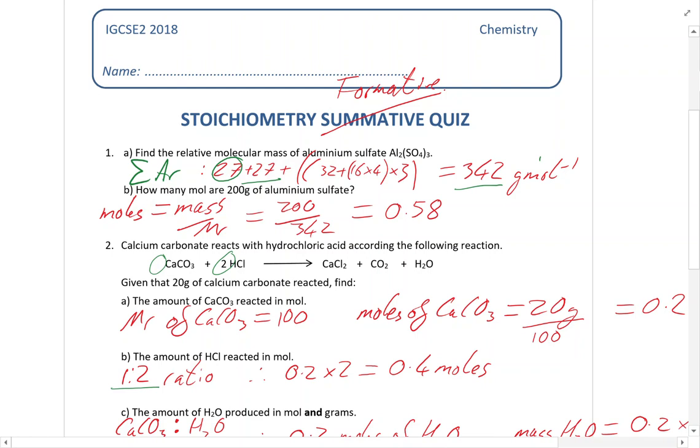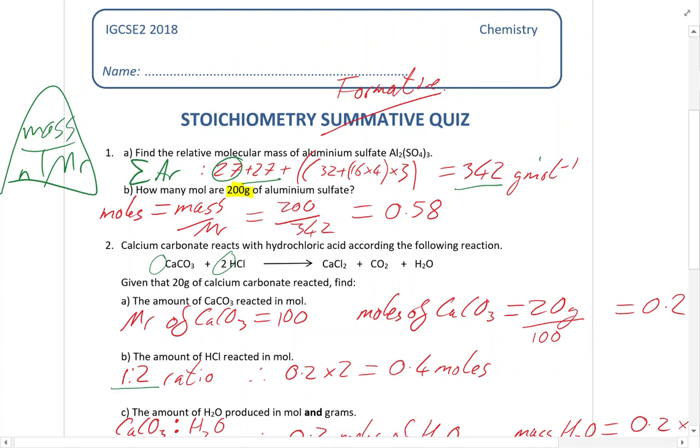342. This you're then going to use because for question B, how many moles are 200 grams of aluminium sulfate? Well, moles equals mass divided by MR. Hopefully you remember that equation. We have mass at the top of the triangle, moles and MR. And so this is going to be 200 grams. That's given to you in the question.